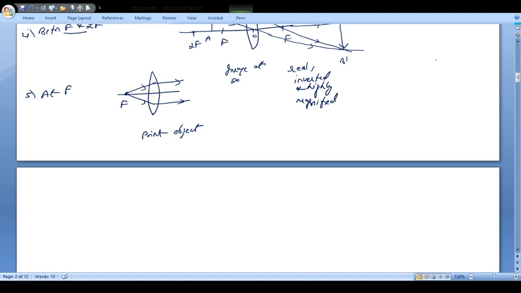But now see, you can have a point object, instead you can have an extended object, A, B, let us suppose, right? So this is F. So this is the object, let us suppose. Now see how it is going to be. Now this is basically your, not a point object, this is extended object. So this is AB. Now see, a ray parallel to the principal axis will pass through the focus.